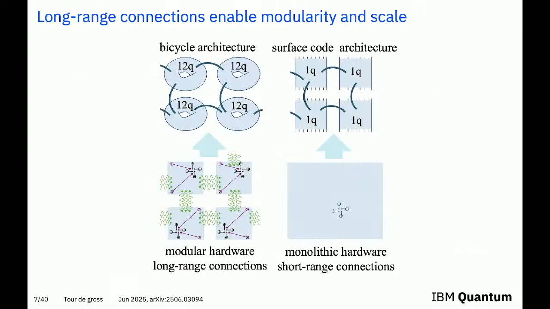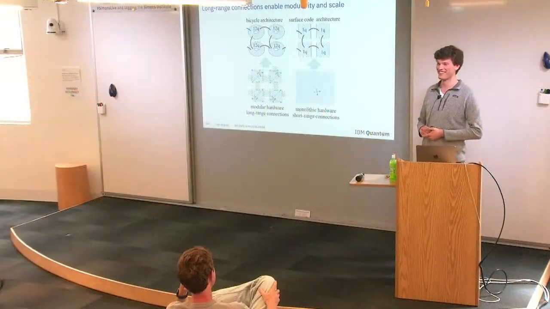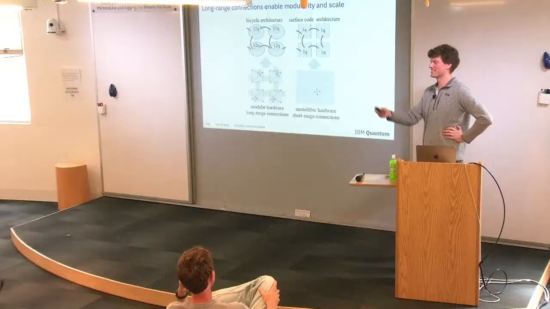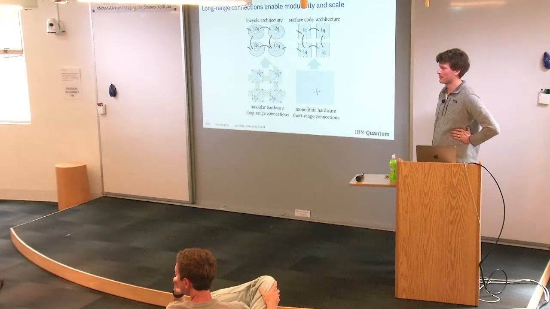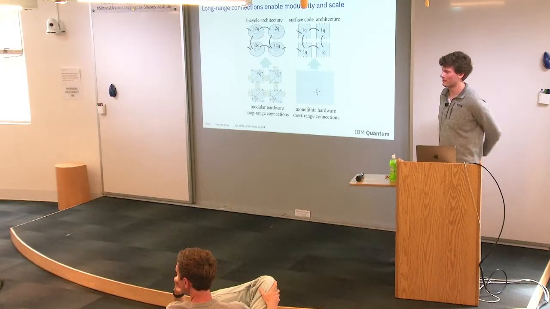Any further questions before I continue? Yeah. Can you stack more layers? I don't know. Yes? In the modular hardware, you have this chip for 12 logical qubits. And then you have many of those, so it's easy to fabricate and have higher yield.